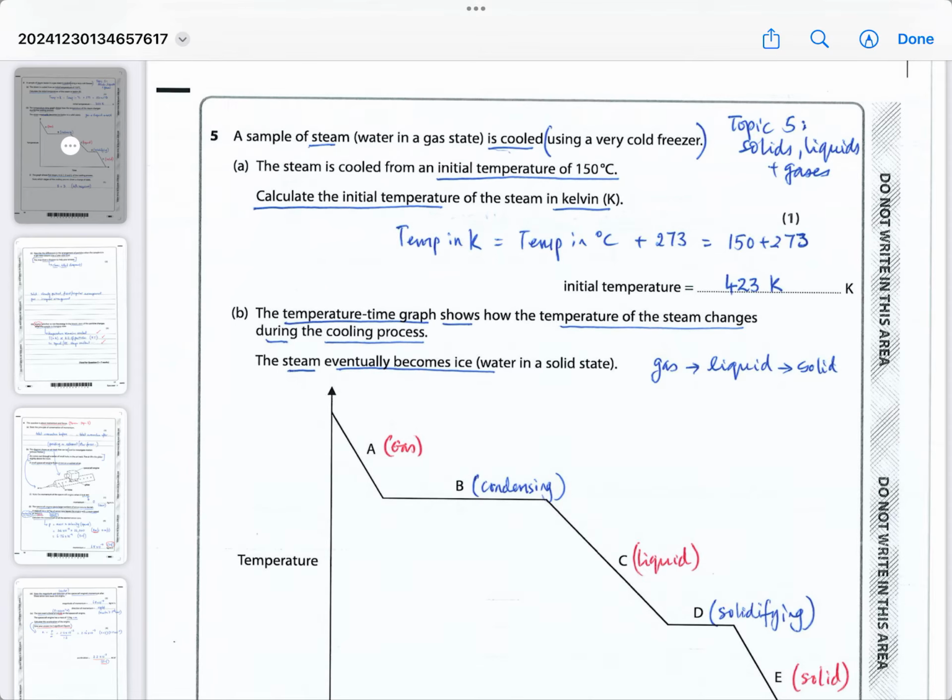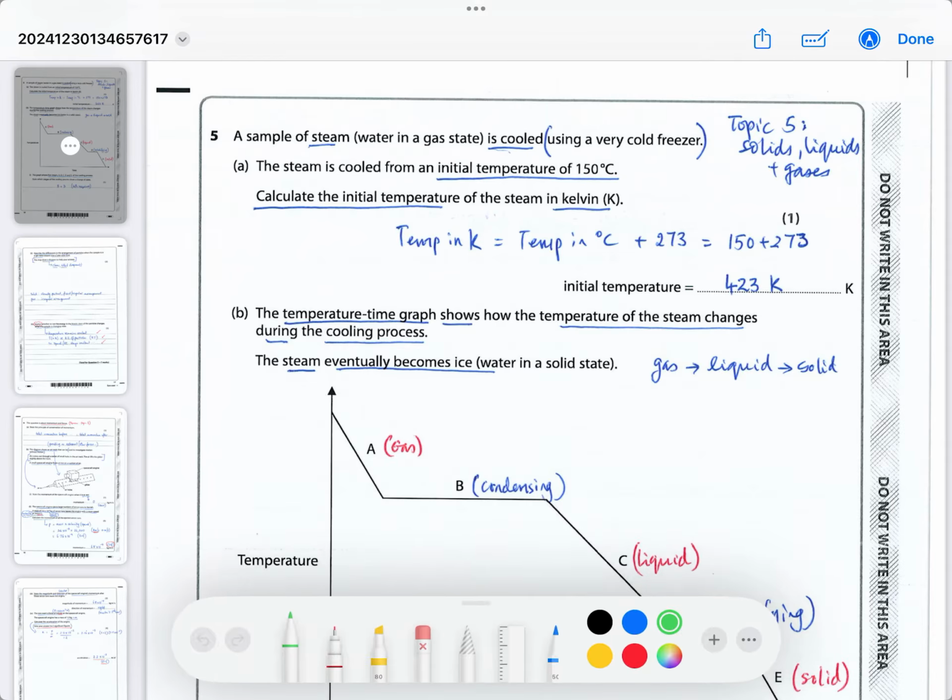Okay, I'm going to go through part 4, which is question 5 of this November 2023 paper, paper 2 from Physics IGCSE. So this question reads: a sample of steam, water in a gas state, is cooled using a very cold freezer. This is a question from topic 5, which is on solids, liquids, and gases.